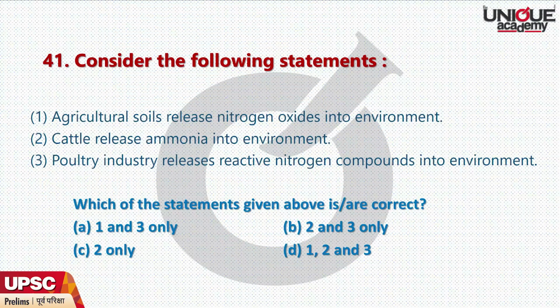Poultry industry releases reactive nitrogen compounds into the environment. Again, this leads to nitrogen pollution in the environment. Reactive nitrogen compounds will again form complex compounds in the future. And in India in particular, as the poultry industry grows, the amount of pollution from it will also grow. So basically all of these statements are true. Options 1, 2 and 3.